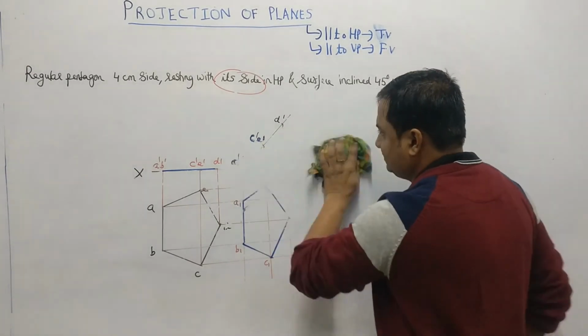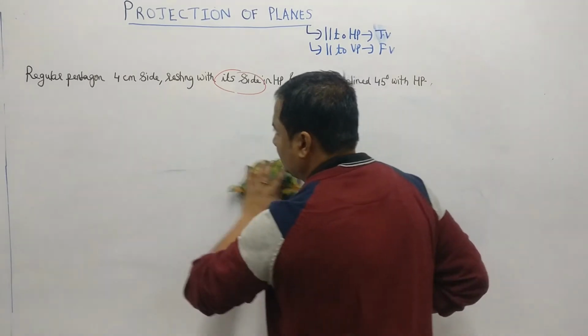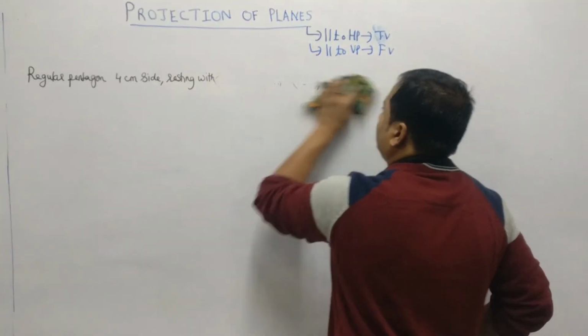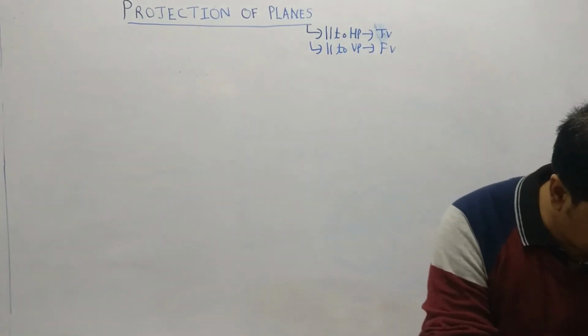Please, you have to practice. You have to make it by means of your instrument, and only then will you be able to understand how we will be drawing this projection of a plane. So let's take one small example of a circle also.